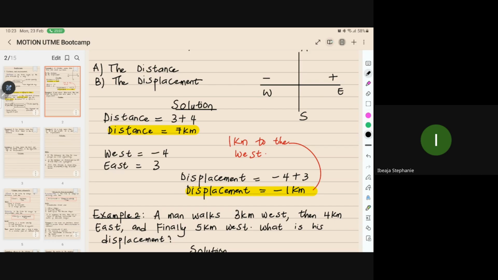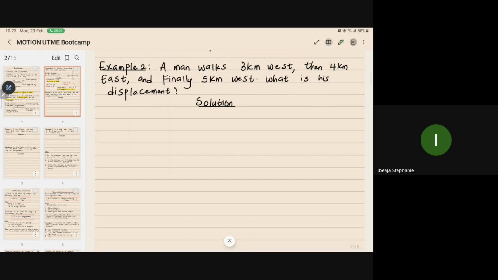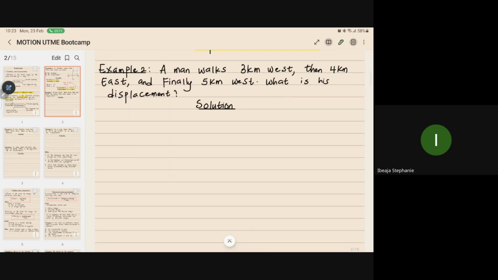So anyone that works for you, both the sign, the positive, or making use of vectors, add, subtract. That's all. Now the next thing here, a man walks 3 kilometers to the west. Thank you, Susan. A man walks 3 kilometers to the west, then 4 kilometers to the east.